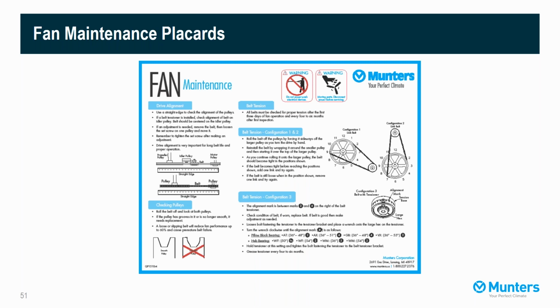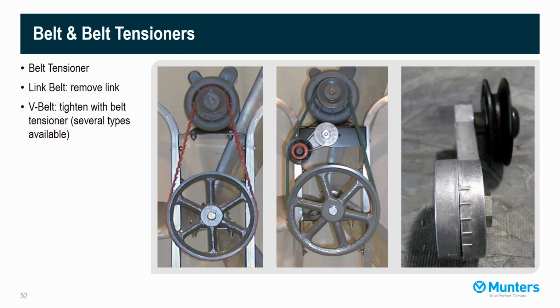So like the cooling maintenance placards, we also have these fan maintenance placards. Again, it's two-sided, and it's a PDF that I believe is in the handouts, but can also be emailed, or we have hard copies available. So for belts and belt tensioners, for our red link belt, we can remove a link to tighten the belt up, and then also for the V belt, we tighten them with belt tensioners.